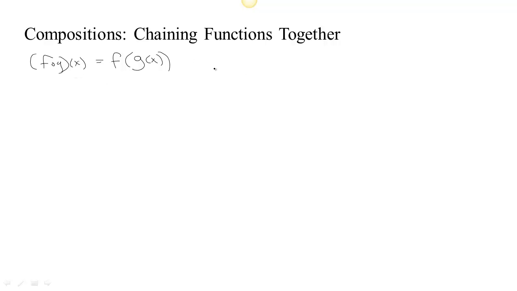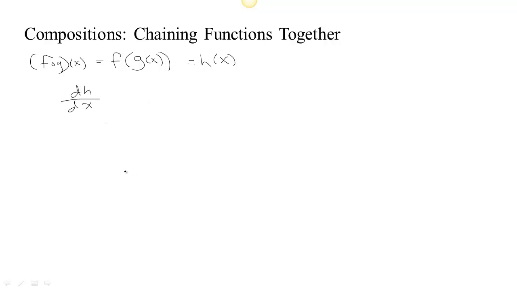So we make a new function, you could call it h of x, that starts with some value x, plugs it into g, and then whatever comes out of g we plug into f. That's the composition. So our question is, what is the derivative of this composition?